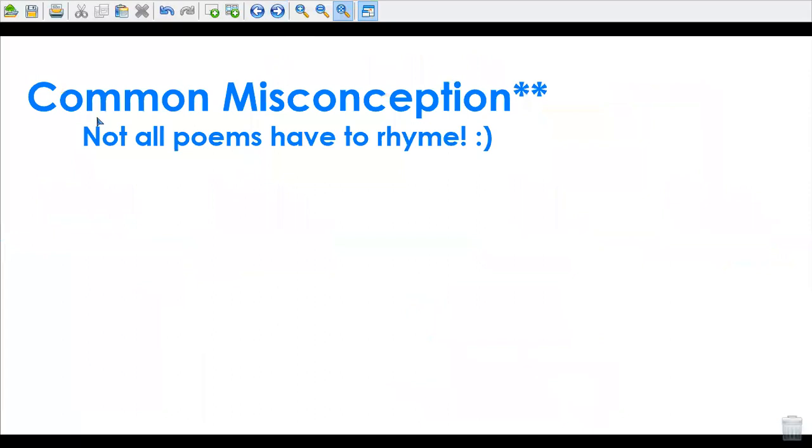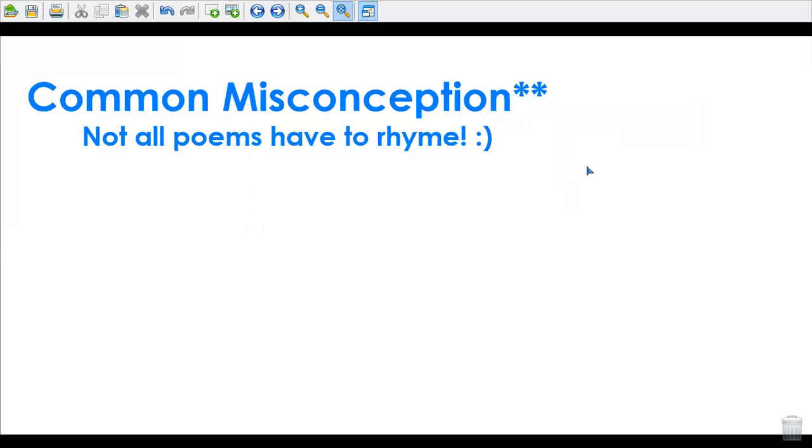Just a reminder, one of our biggest common misconceptions, that means things that we think are true, they're really not, is that not all poems have to rhyme. That is a big thing. A lot of times we think poems have to rhyme, and they definitely don't. And we're going to be learning about some of those poems, not today, but this week, so that we can see which type of poems rhyme and which ones don't. And we're going to be creating some of those poems.